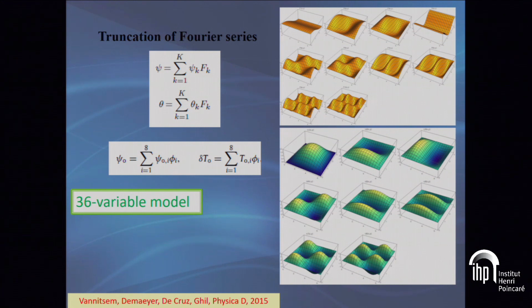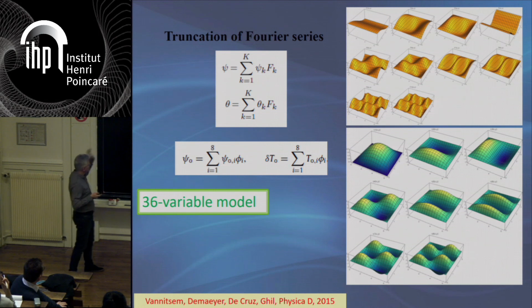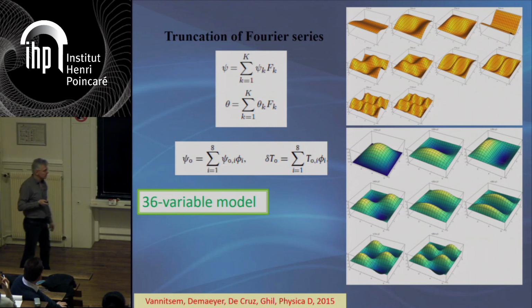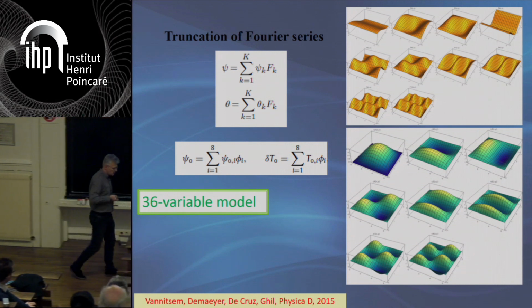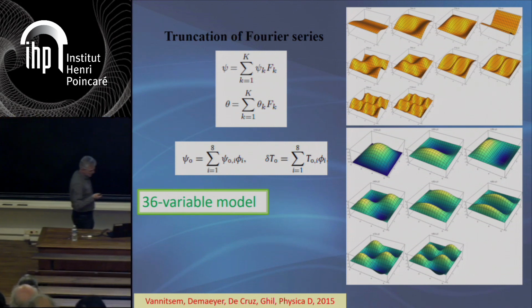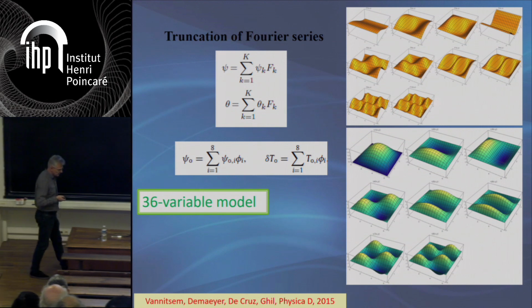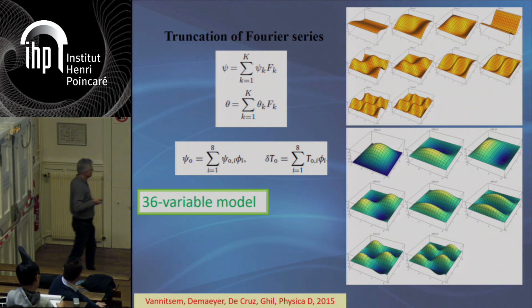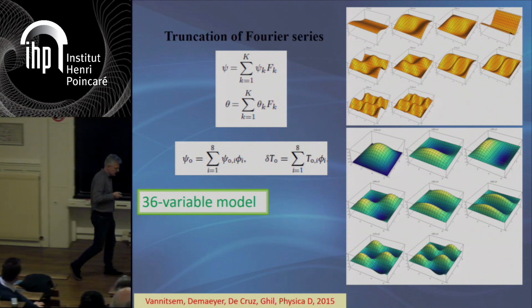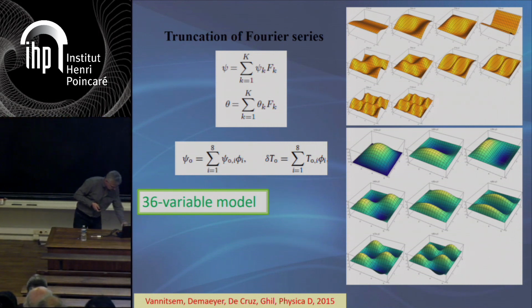If you plug that into our partial differential equations and project on the different Fourier modes, you get a set of ordinary differential equations. This model is a 36-variable ordinary differential equation model that was developed by Leslie, Jonathan, de Meyer, Michael, and myself. This is the original version of the model.